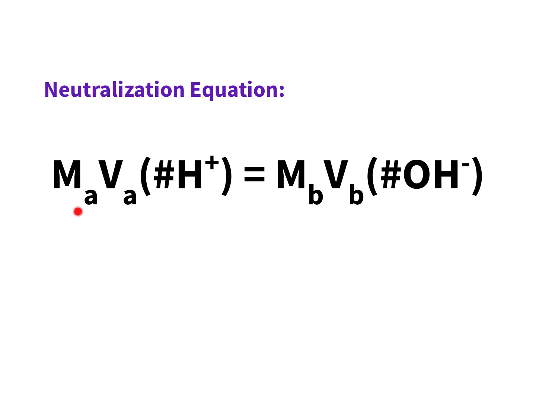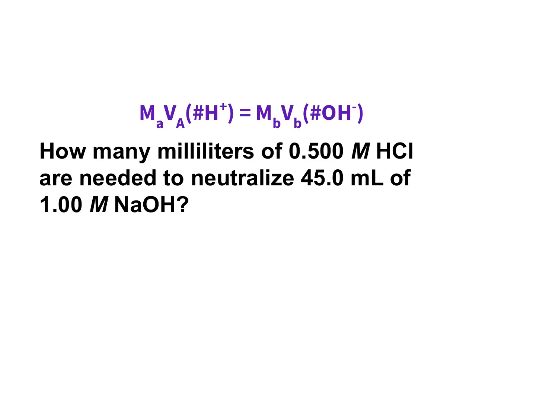So it's the molarity or concentration of the acid times the volume of the acid times the number of H's, equals the molarity of the base, volume of the base, number of OHs. So let's look at a practice problem. It says how many milliliters of 0.5 molar HCl are needed to neutralize 45 milliliters of 1 molar NaOH.